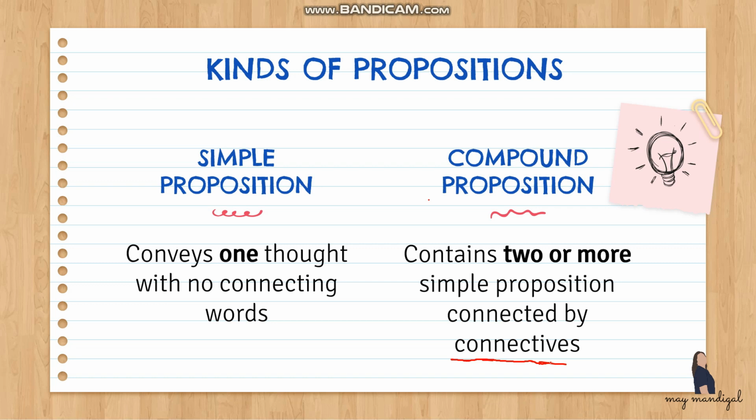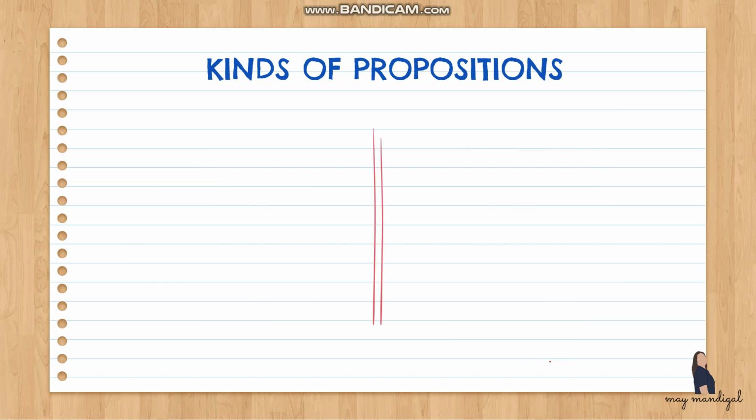Now, if there is only one thought and no connecting words, we call it a simple proposition. However, if there are two or more simple propositions combined or connected by the so-called connectives such as and, if and only if, if then, and or, then we call it a compound proposition.